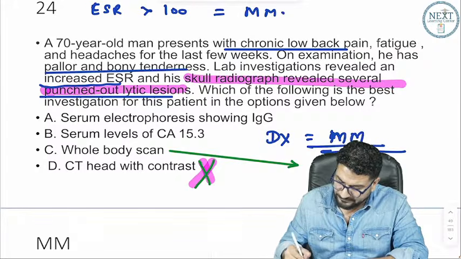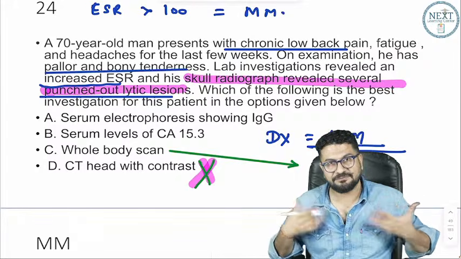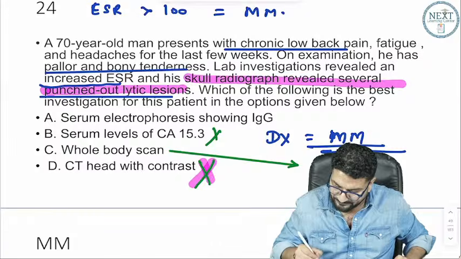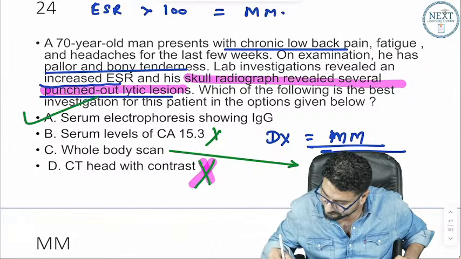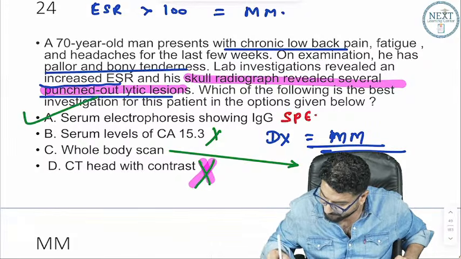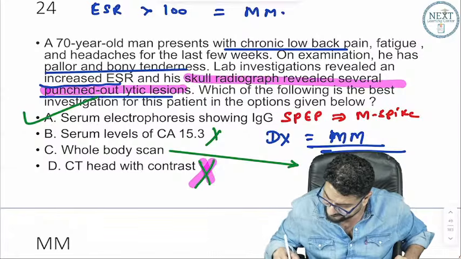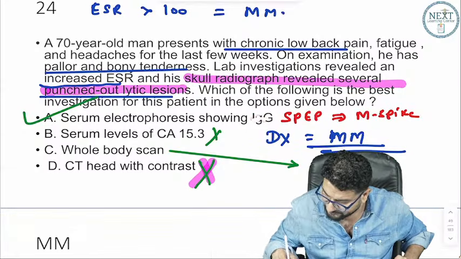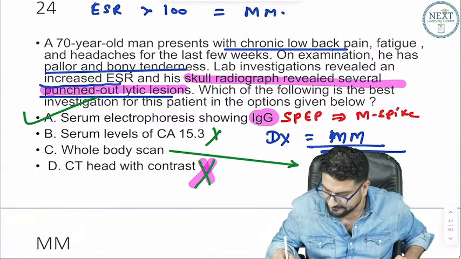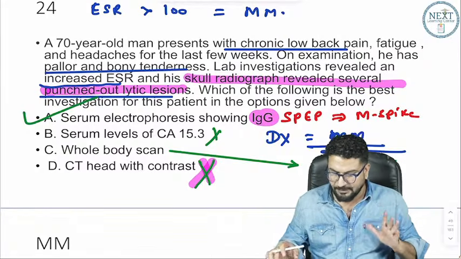For diagnosis what do we do? CA 15 I told you about, that is for breast cancer, that's not done here. So what we do? We do SPEP, serum protein electrophoresis. In SPEP what will we find? We'll find an M spike. And M spike is seen in which area? It is seen in the IgG area. Right? So this is about your multiple myeloma.